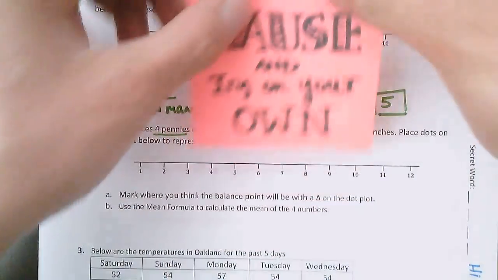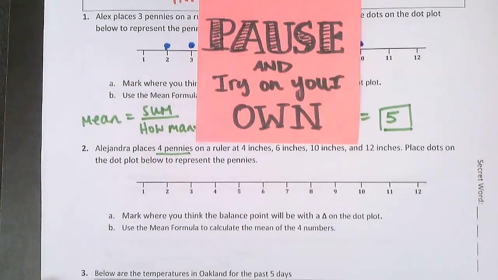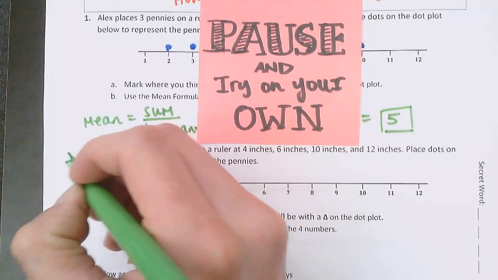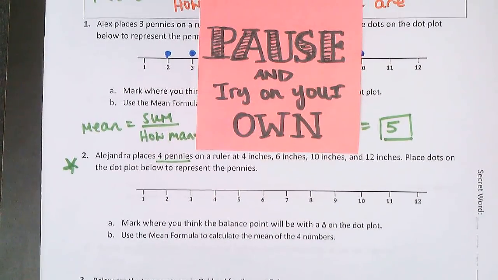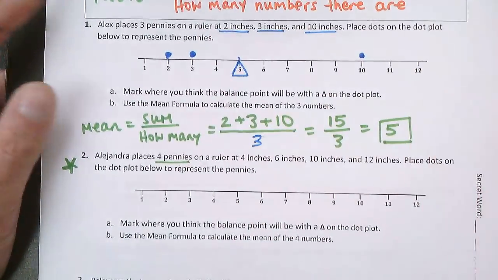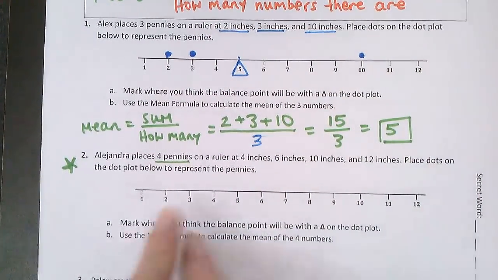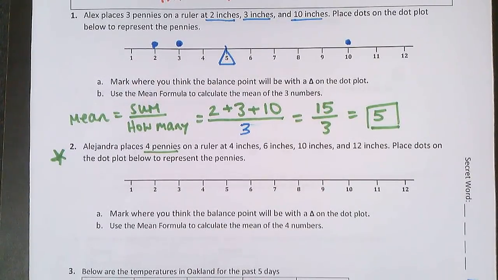I'm going to have you pause and try number 2 on your own. So pause and try that one, and then you can continue the video to check your work. And now you are resuming the video to check your work. Make sure that you try it on your own, because if you're just copying from me, you're not really trying.